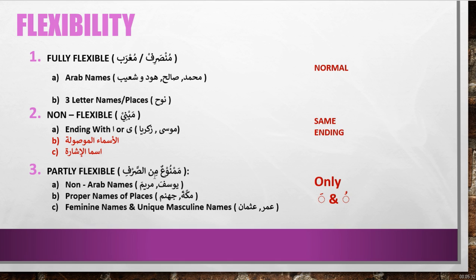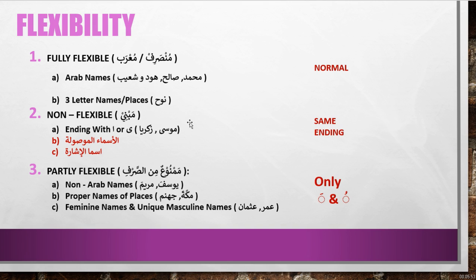So that's why it's called partly flexible. See, proper names of places. So Makkata, Makkatu. Hey, this is a three-letter place. Well, these are proper names of proper places, and some completely definite places, they will mostly be partly flexible.